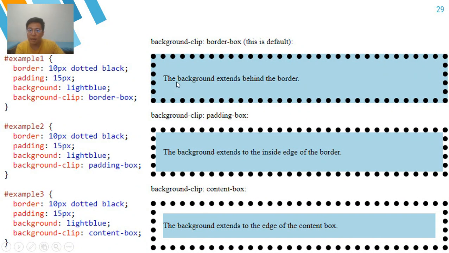Next, we also have here examples of the background-clip, as you can see here, using the border-box. Okay, so the background is at the border, as you can see here. Next, we have here padding-box. So the background is on the padding, and we have background-clip content-box. It will be clipped on the content only. So these are the examples of the background-clip property.